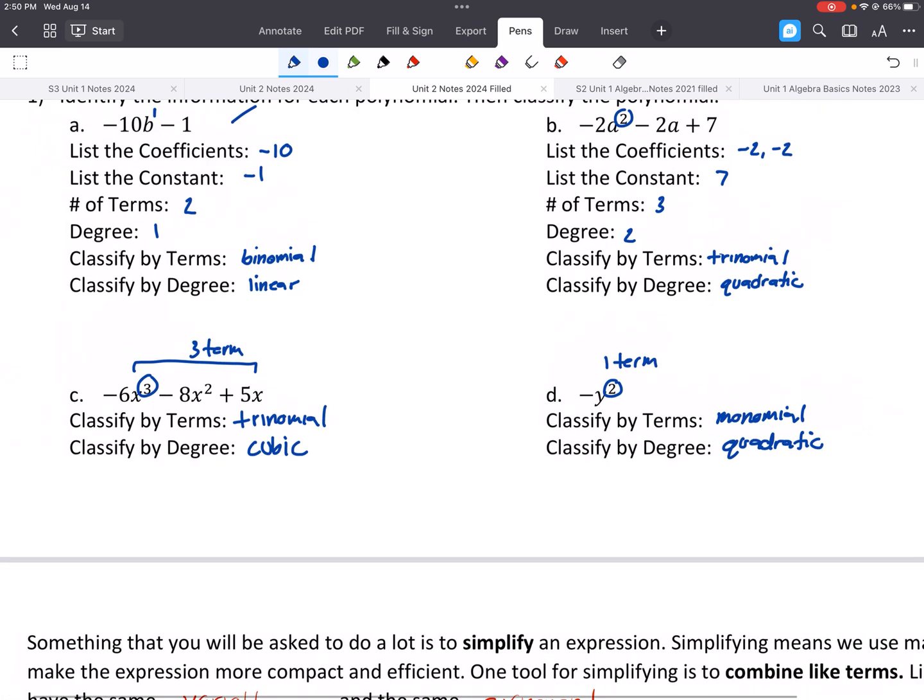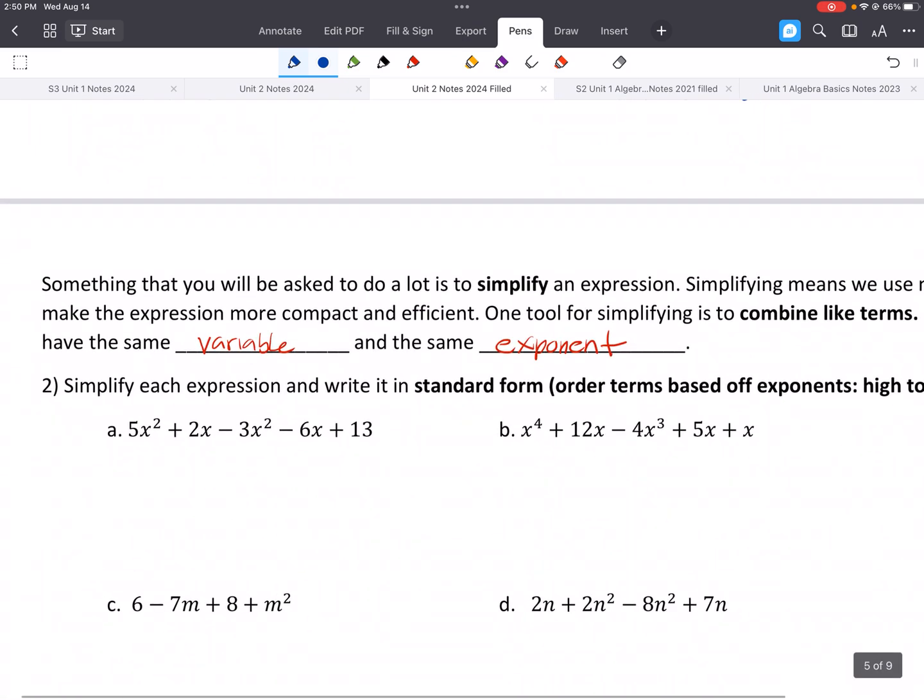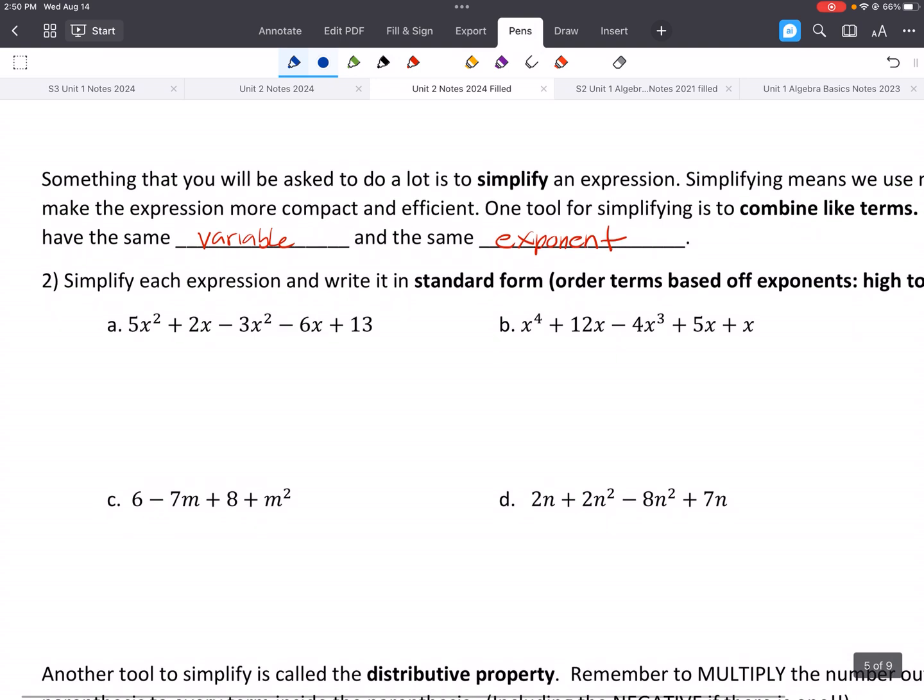Hopefully that kind of makes sense. If you have questions, just let me know. All right, and then the rest we're going to do operations with polynomials. So today we're just going to focus on adding and subtracting. A part of that is called combining. We'll need to combine like terms. So that's the first thing we'll talk about, combining like terms.